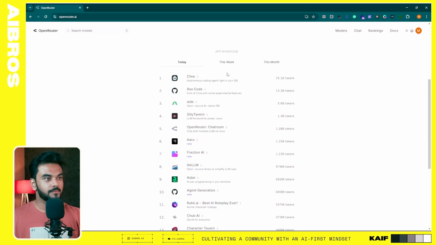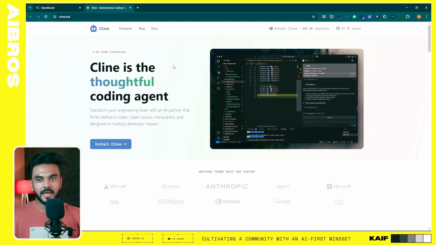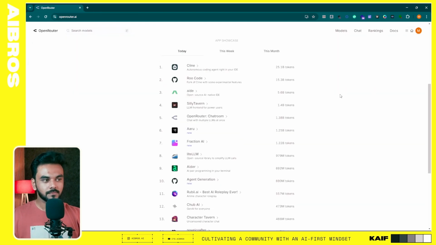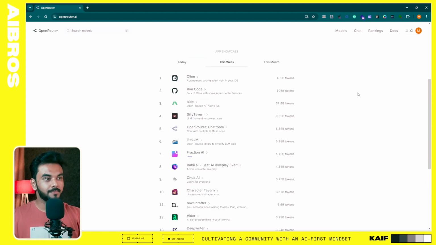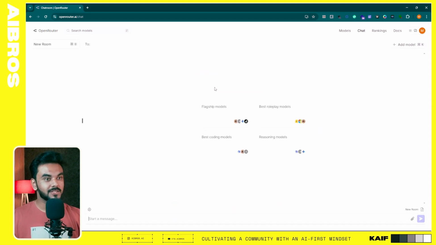Let's head towards the home page, where you can see they have an app showcase section. They have shown many different, I think these are all AI agents which are powered by LLMs in the back. So you get the list of the AI agents, the updated ones, which was the best this week, which was the best this month. So you get all these things at OpenRouter.